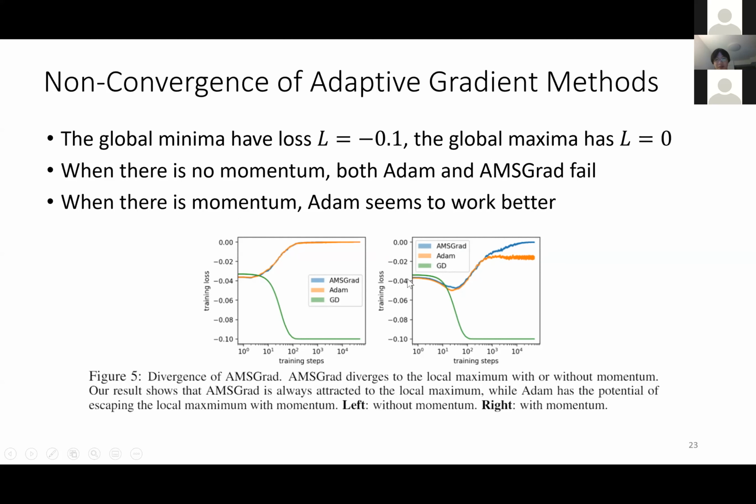And you see that AMSGrad still converges to the local maximum. Adam has an intermediate behavior here. It seems to have a better property of escaping the saddle point than AMSGrad, but it's not completely escaping. And GD is the same. So this shows that what we have studied is not a unique feature of SGD, but also applies to adaptive gradient methods.